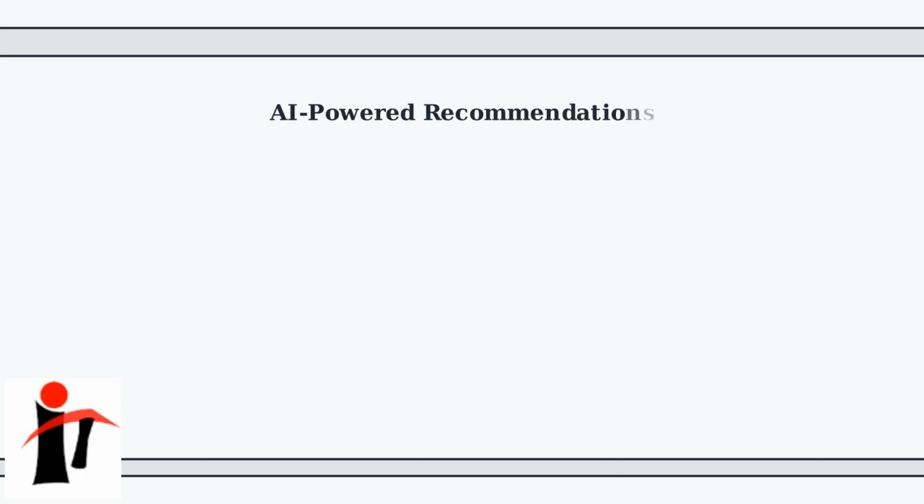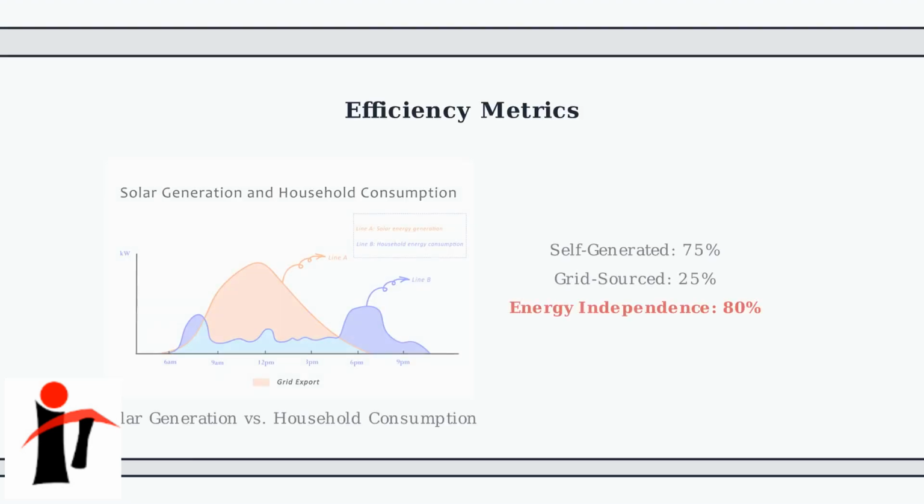The Tesla app uses artificial intelligence to analyze your usage patterns and provide personalized recommendations. For example, it might suggest charging your Powerwall at night when electricity rates are typically lower. Track your efficiency metrics to see the percentage of energy that comes from your solar panels versus the grid. This gives you a clear picture of your energy independence, showing how self-sufficient your home is.